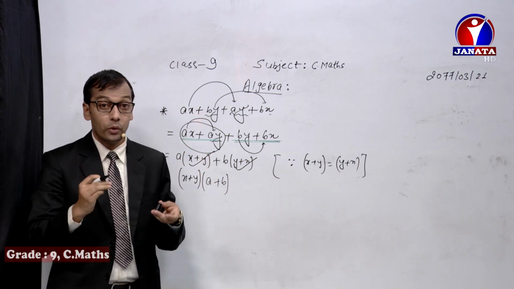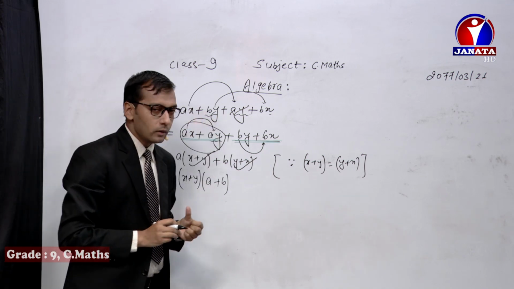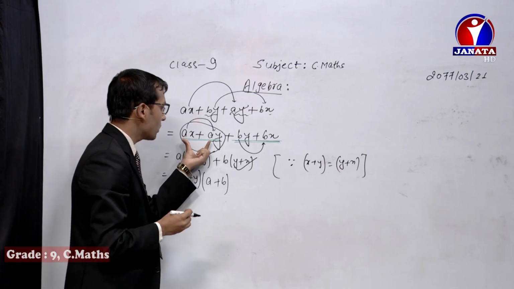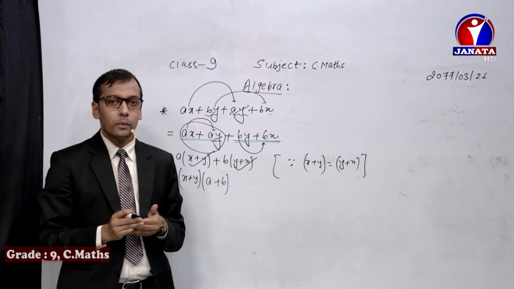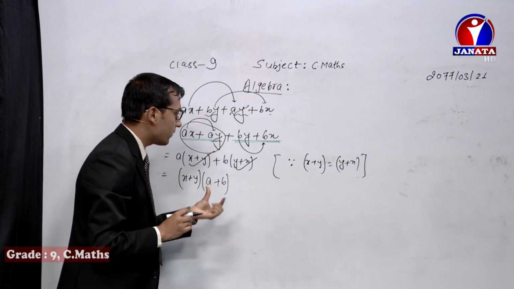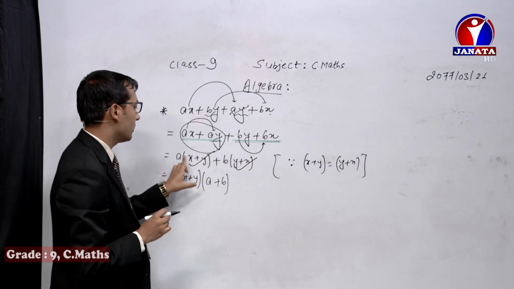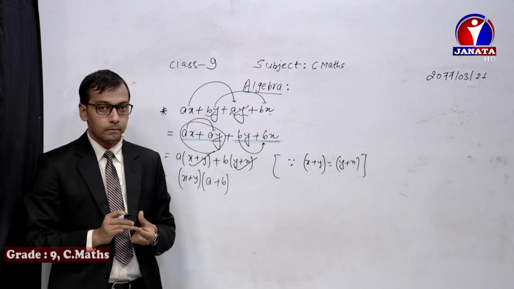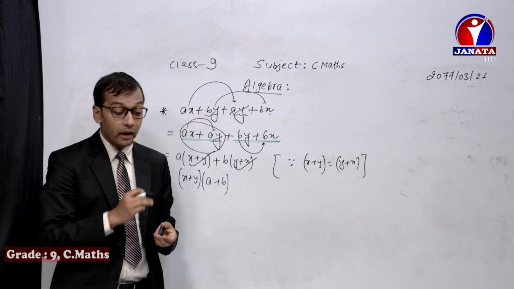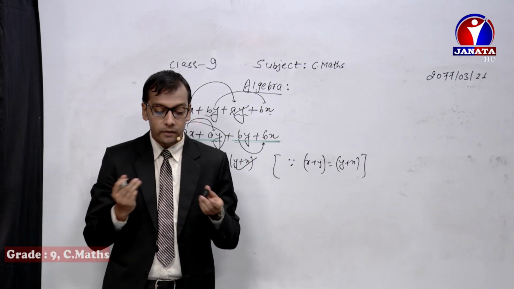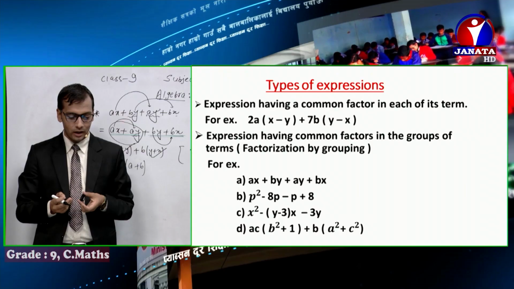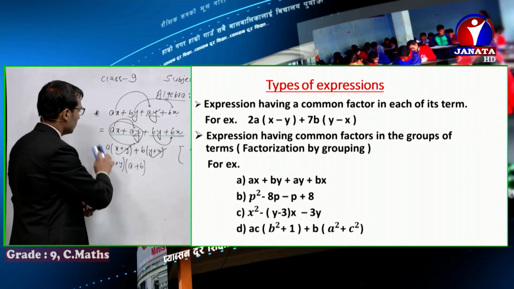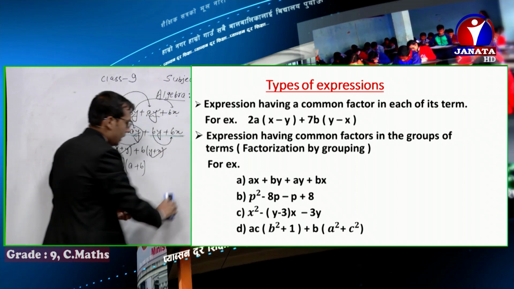So this is how we factorize an expression having 4 terms by grouping the terms in 2 different suitable groups. But each group must contain a common factor. Here each group contains the common factor x plus y. So we could factorize this. This is one example I took here: how do we factorize the expression having common factors in the groups of terms? Now let me take the next example.